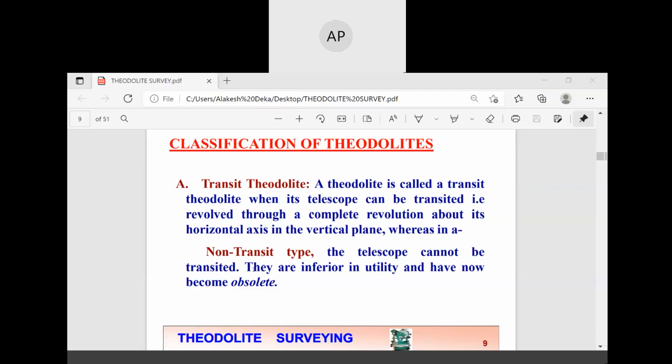In a non-transit type, the telescope cannot be transited. They are inferior in utility and have now become obsolete.